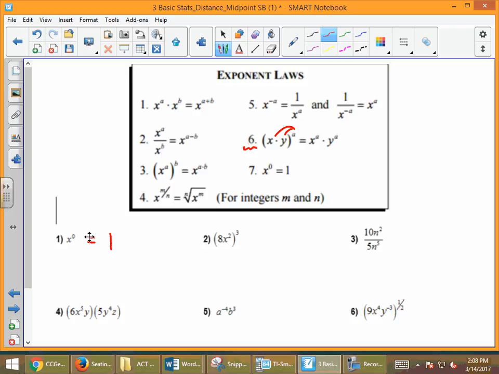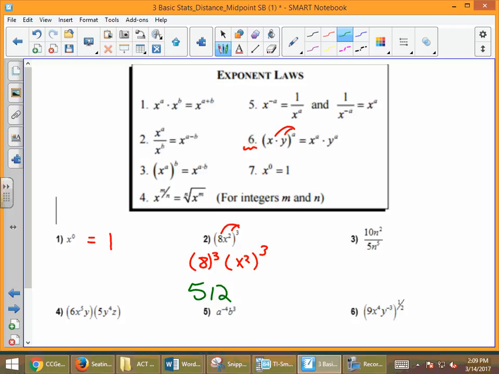So if we look at number 2, 8's getting raised to that exponent, and x squared is going to be raised to that exponent. So we're going to say 8 cubed times x squared. We have to keep cleaning it up. We're not done with it. What is 8 cubed? Kind of a big number. 8 times 8 times 8. What do we get? So 8 cubed is 512.